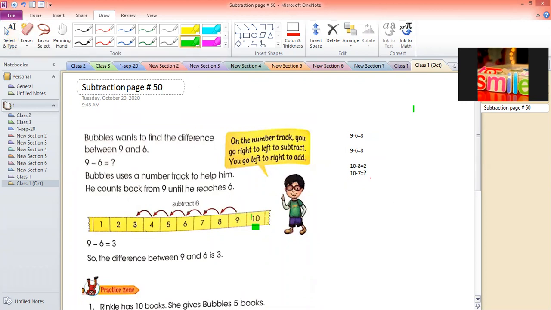This is 10. You go 1 step back, so it is 9. 2 steps back, so it is 8. And when you go 3 steps back, you find 7. You have to minus 7. So how many steps do you go back to reach 7? 3 steps back. 1, 2, 3. So 10 minus 7 equals 3. In that way, you have to solve. I will give you one more example for this.